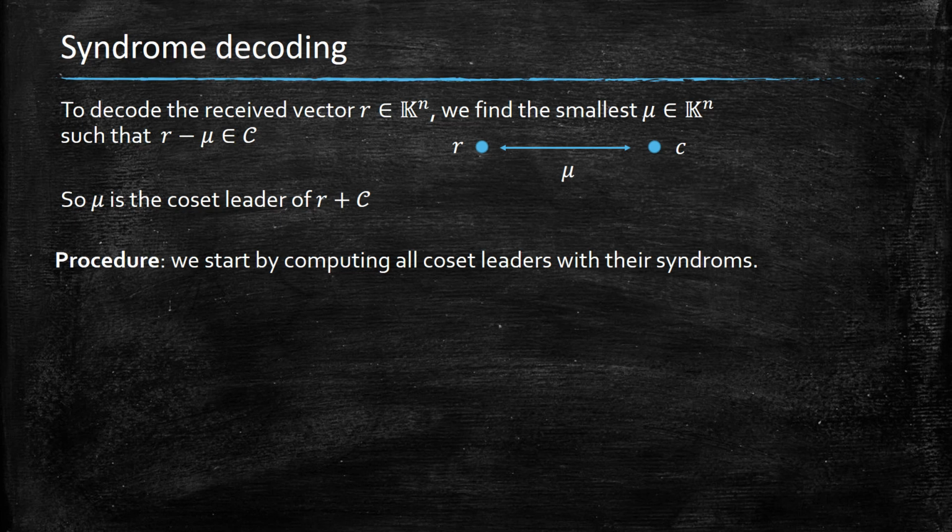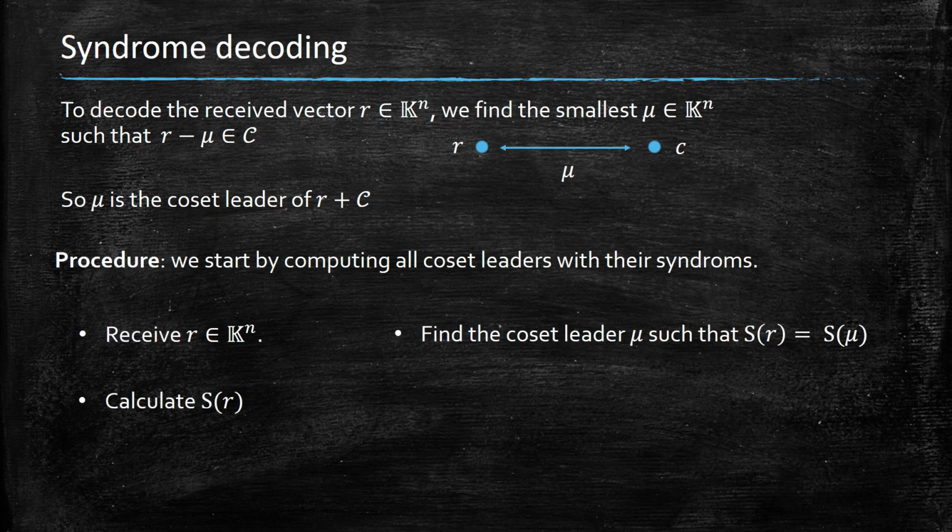So here is the procedure we call syndrome decoding. We start by computing all coset leaders with their syndromes as a pre-computation that will be used for every decoding procedure. So you receive an R, calculate its syndrome, find the coset leader mu that has the same syndrome as the received vector, and you return R minus mu, which is a code word, and in particular the closest code word to R.